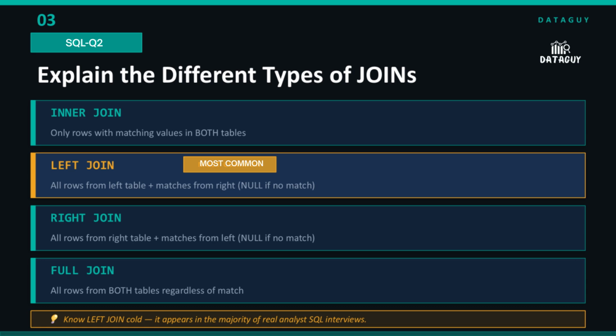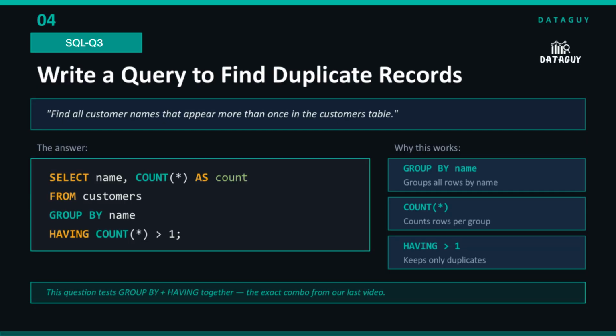Right join is the opposite. Full join returns all rows from both tables regardless of whether there's a match. The one interviewers love to test is left join because it's the most commonly used in real analysis work. Know it cold.